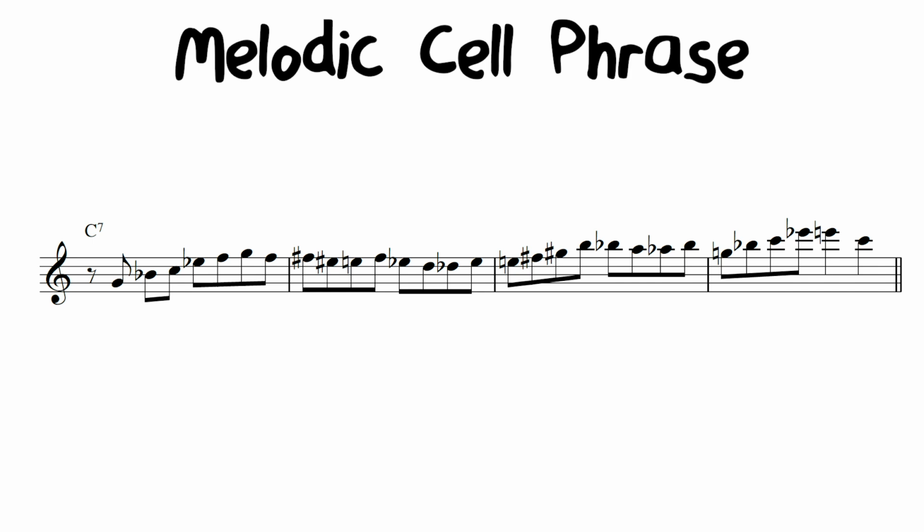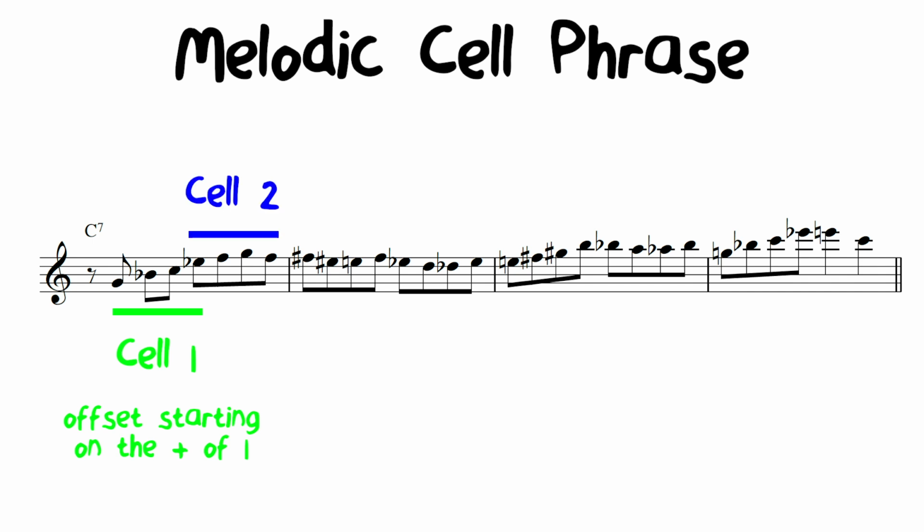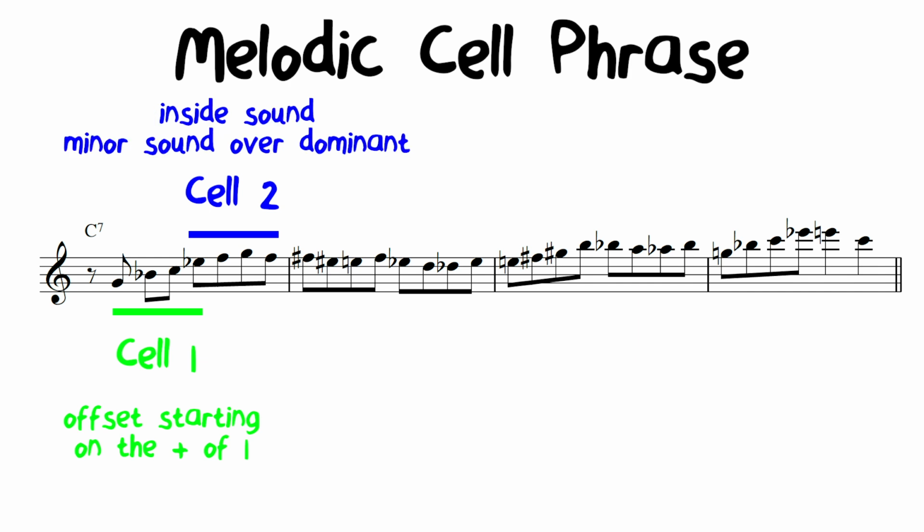Okay, so now if you look back at this line, you'll see what we do is we use a lot of these cells in different places or even different ways. So to start, we play that first cell, but we offset it so it starts on the end of 1. And then the downbeat of 3 when that cell finishes also becomes the start of C. But cell 2 is played from E flat, not played from C like what we just checked out. So cell 2 played from E flat is still a pretty inside sound because it's just functioning as a minor effect over dominant, which we just mentioned works great.